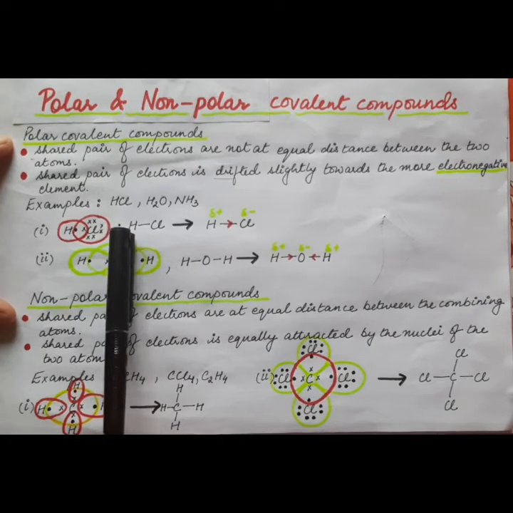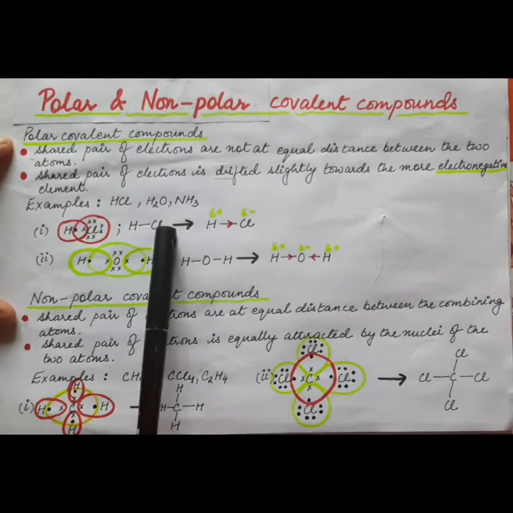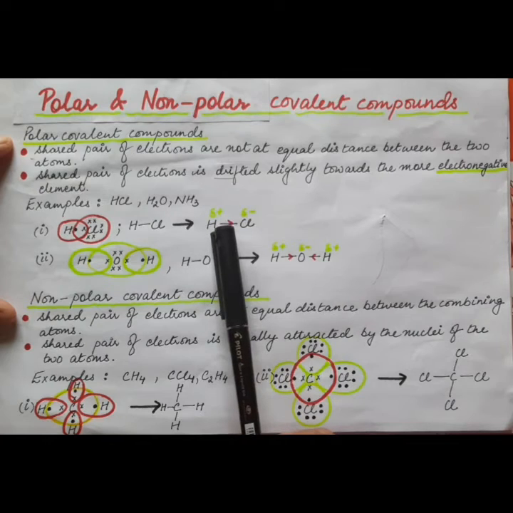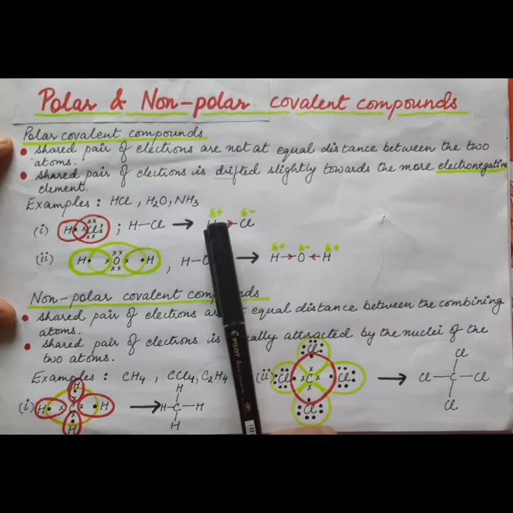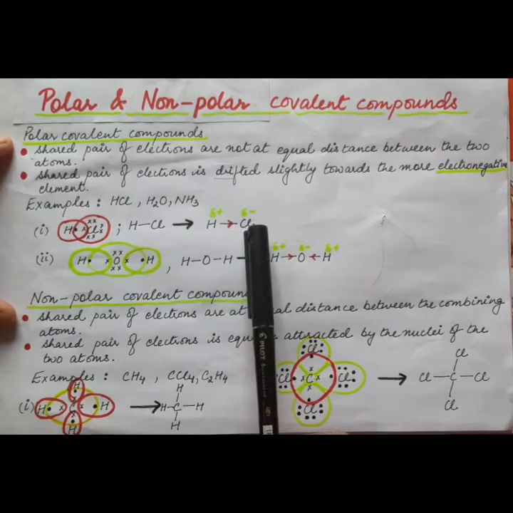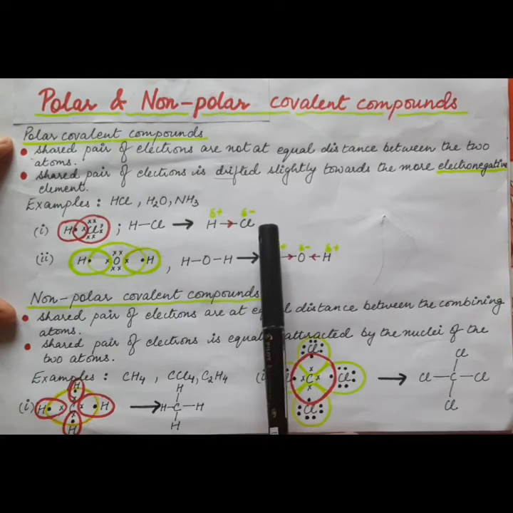But chlorine, being more electronegative than hydrogen, takes the electron pair towards itself, as a result of which the chlorine atom acquires a partial negative charge and the hydrogen atom acquires a partial positive charge. So here again, within the molecule itself, two opposite charges are developed at the two ends. So this results in the polar nature of the compound HCl.